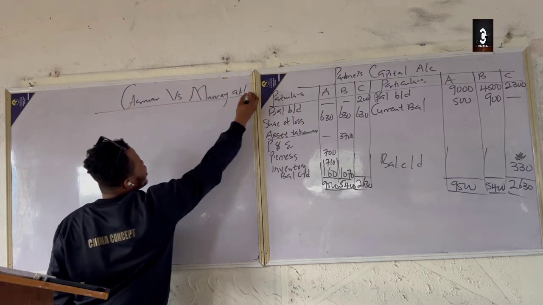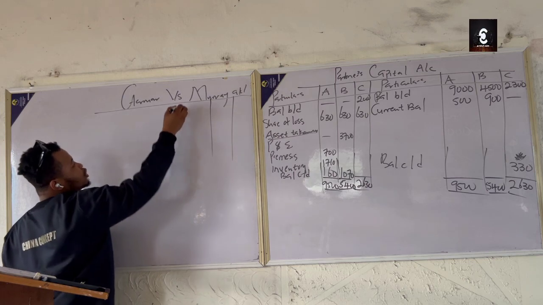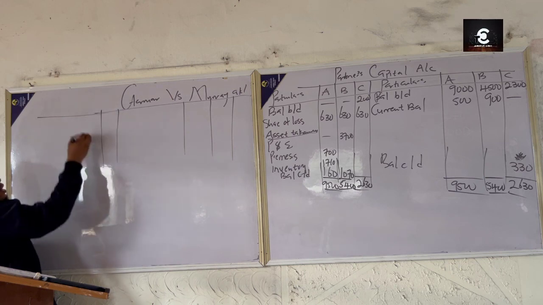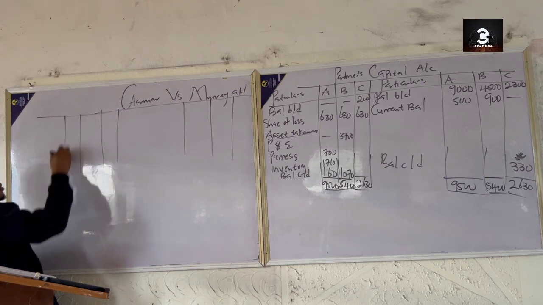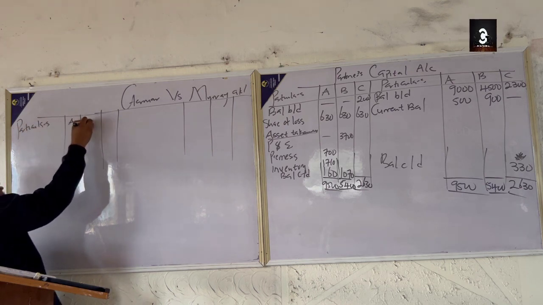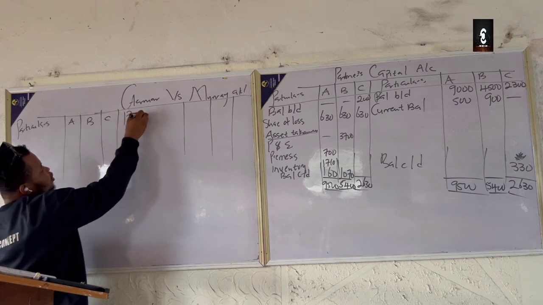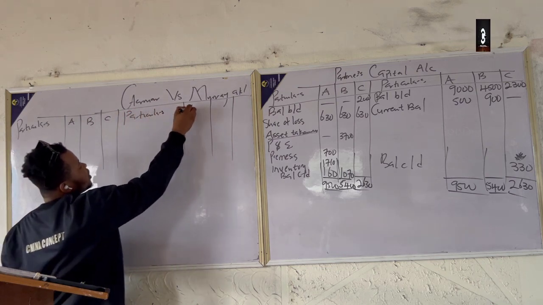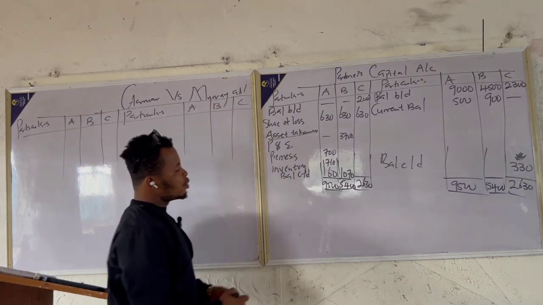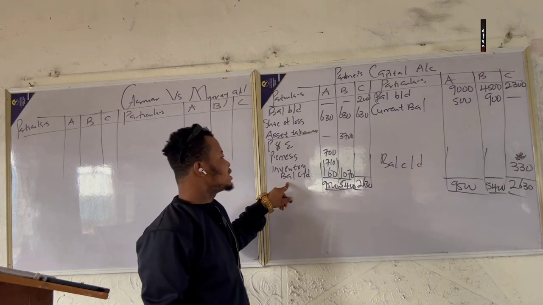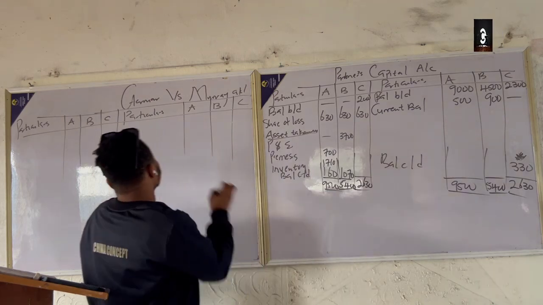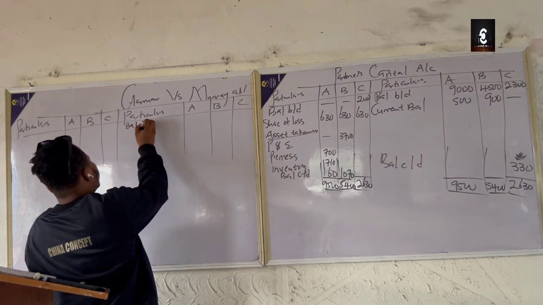The essence of this account is to share the liabilities between the partners who are still in business. Here are the particulars: here is A, here is B, and here is C. So let us bring the balances down. Look at this. The balances of these persons are on the debit side. The corresponding balance will be on the credit side. So we say balance brought down.